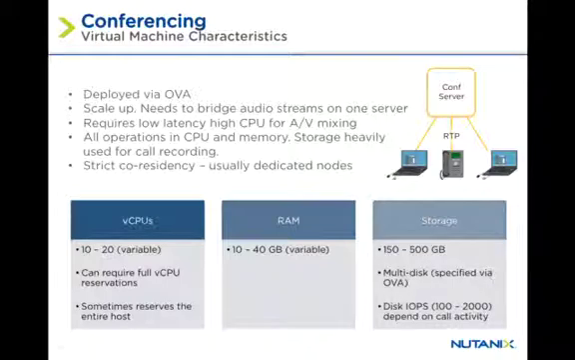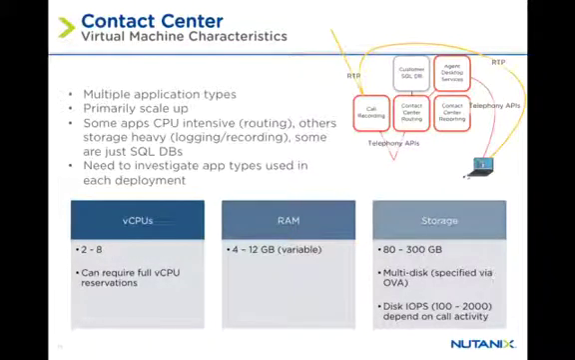Variable amounts of CPUs and RAM here, and usually multiple disks. And it's going to be the one that has probably the most IOPS, because if you're taking all these conferences in, the table stakes feature for conferencing is recording. So recording all these incoming streams can be quite storage intensive.